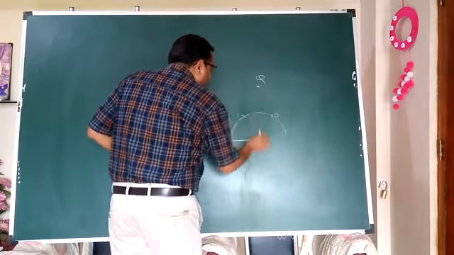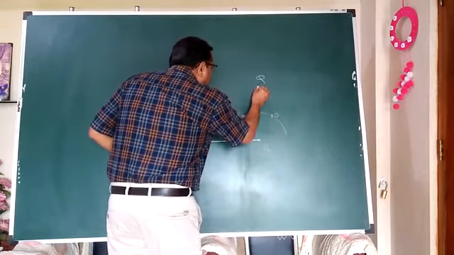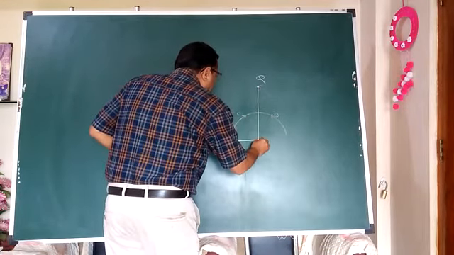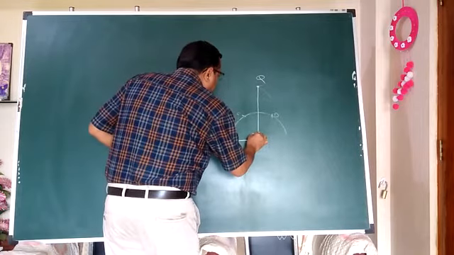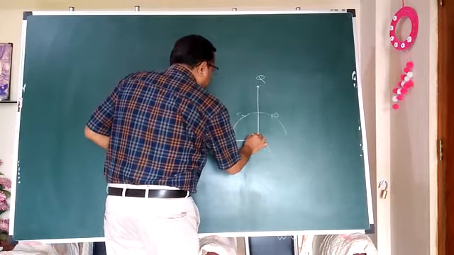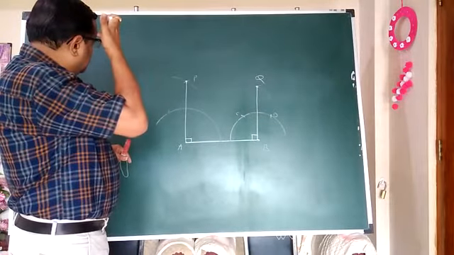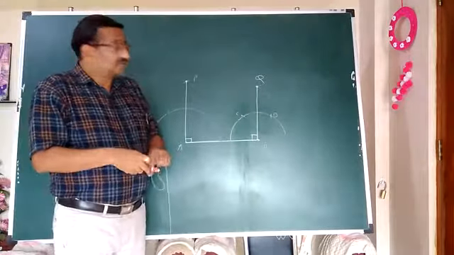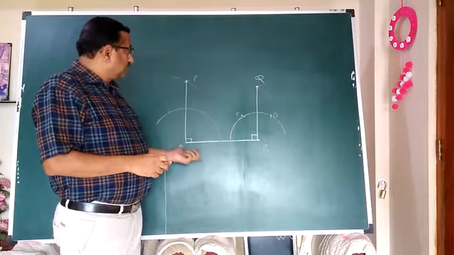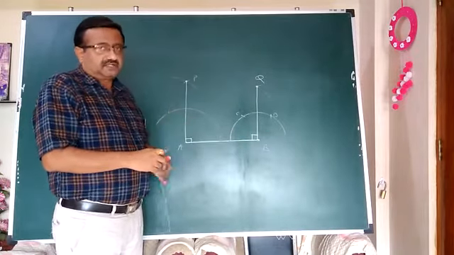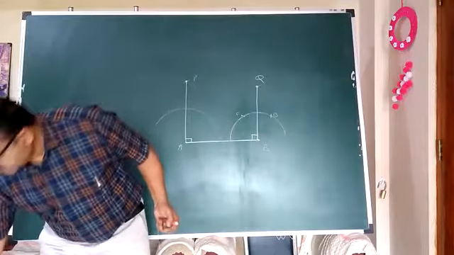Now this Q, when you join with B, it will be line QB, and it is perpendicular to the given line AB. This is the desired solution as per our construction. Okay, so this is the first construction of perpendicular lines, meaning to draw perpendicular lines to a given line AB through both of its extremities. Okay, the second we'll see.